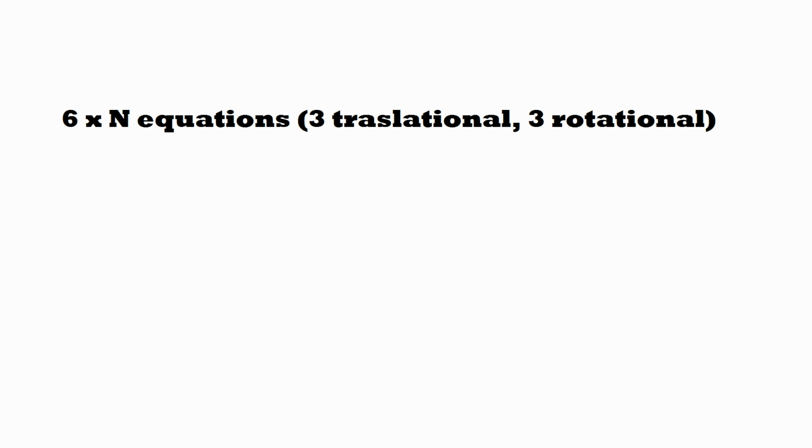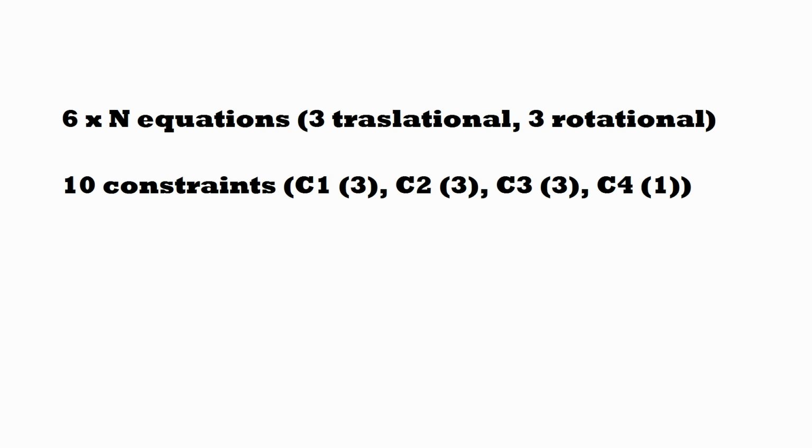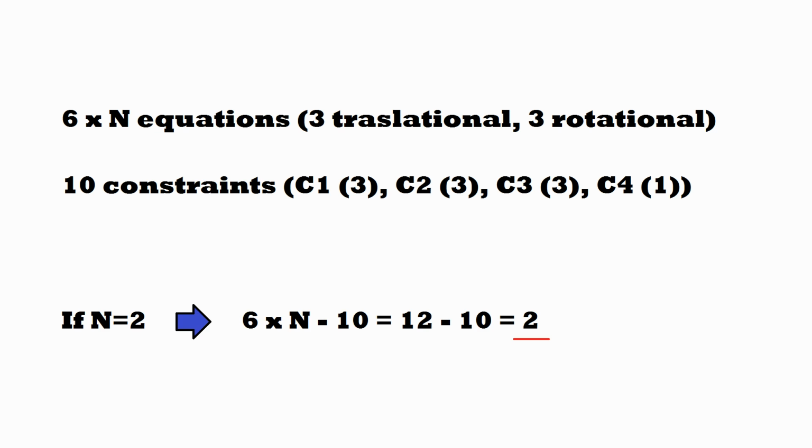We began with 6 by n equations, corresponding to 3 translational and 3 rotational degrees of freedom per mass. Then we identified the 10 constants. In fact, since C1, C2 and C3 are vectors, they correspond to 3 scalar equations each. C4 instead is a scalar constant. If we have just 2 point masses, the subtraction of the constraints leaves 2 degrees of freedom. We will see in future videos how to deal with this situation in systems formed by 2 masses.